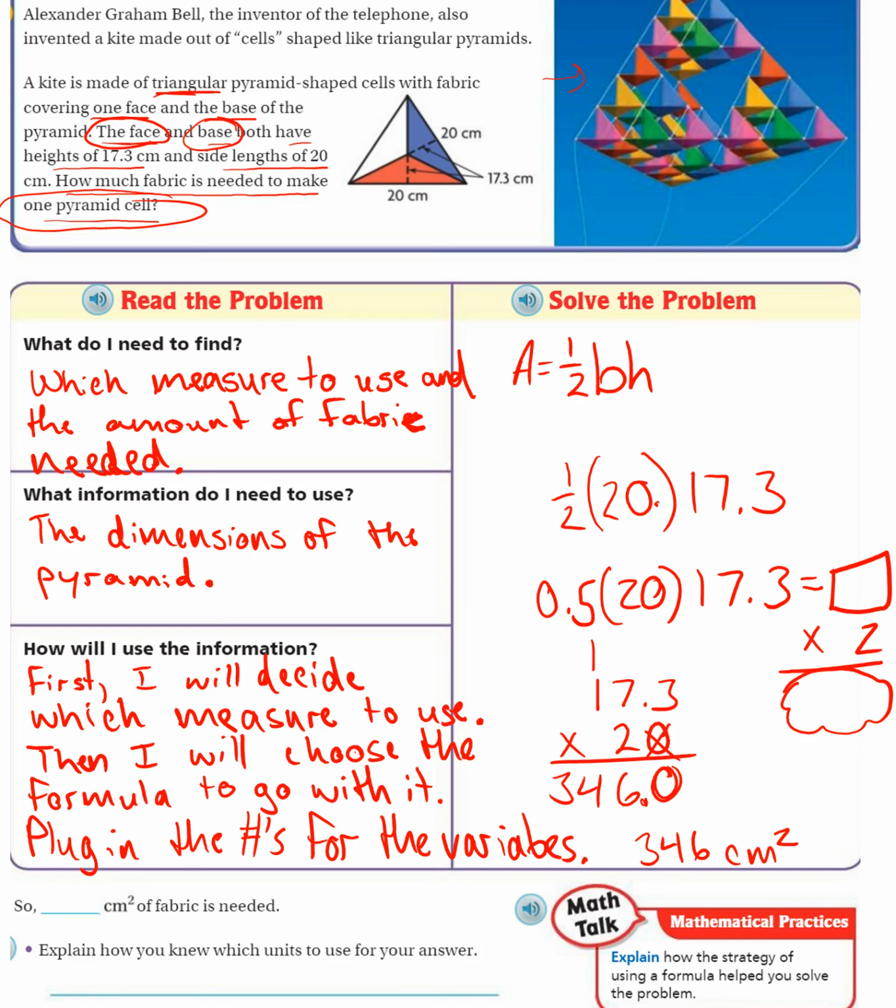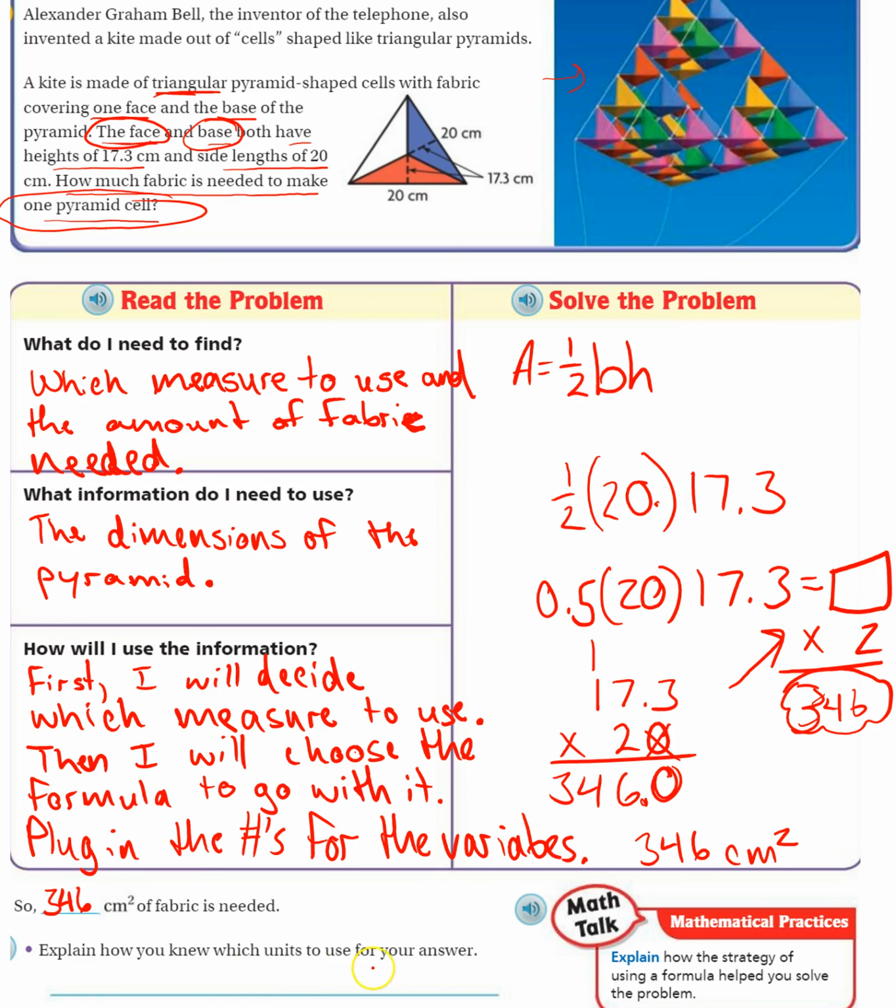We're not talking about volume. Volume would be if we're filling those triangles up, but we're not filling them up. We're just putting some fabric on them. So if you do it the way I did it, or you do it this way, both ways you'll get 346 for your answer. Okay, so you'll see that it is in fact correct either way. All right, so 346 centimeters squared of fabric is needed.